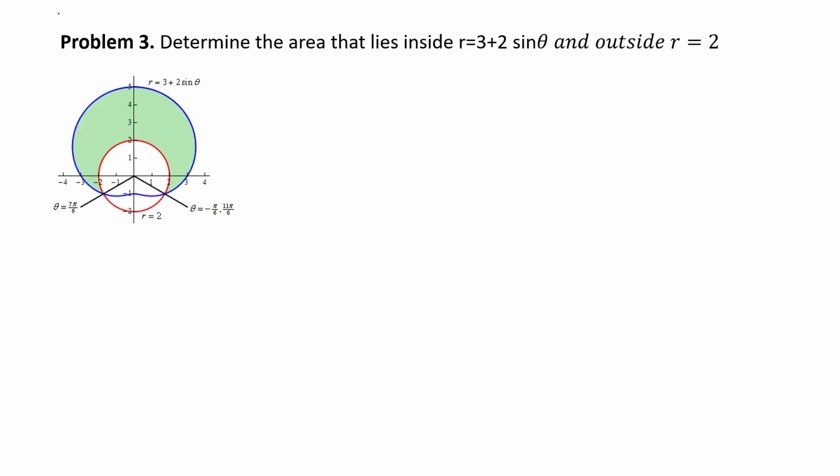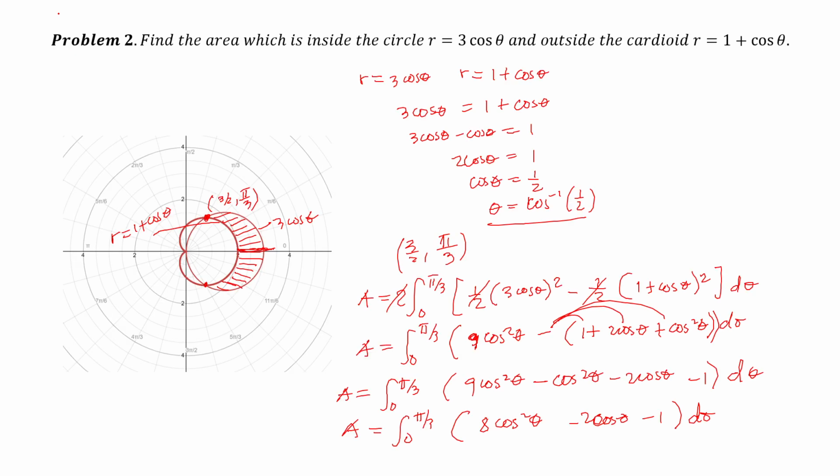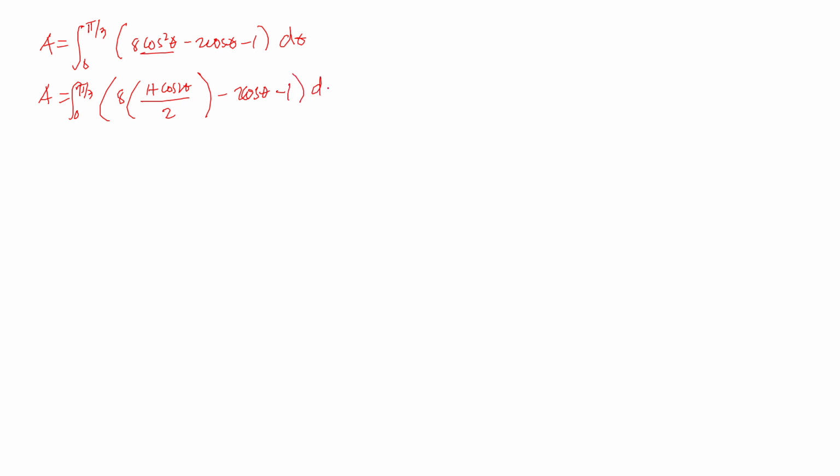Our area is equal to the integral from 0 to pi over 3 of 8 cos squared theta minus 2 cos theta minus 1 d theta. And the equivalent for cos squared theta is 1 plus cos 2 theta over 2. So area is equal to the integral from 0 to pi over 3 of 8 times 1 plus cos 2 theta over 2 minus 2 cos theta minus 1 d theta.